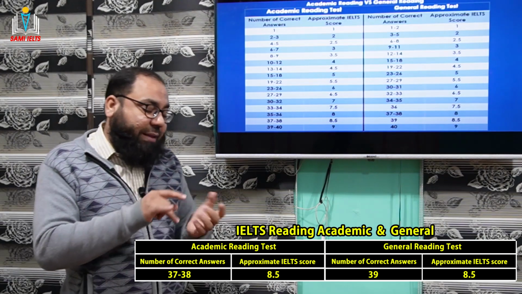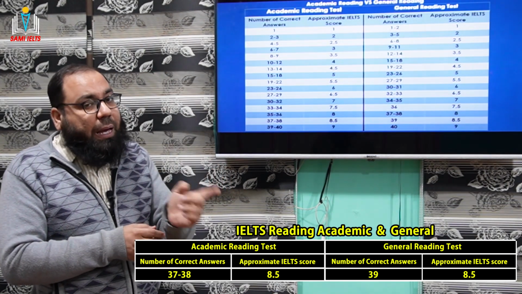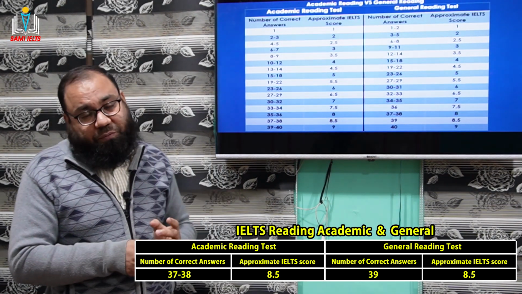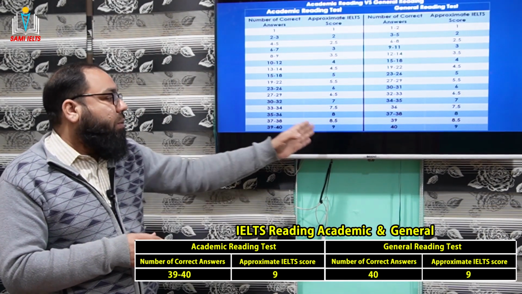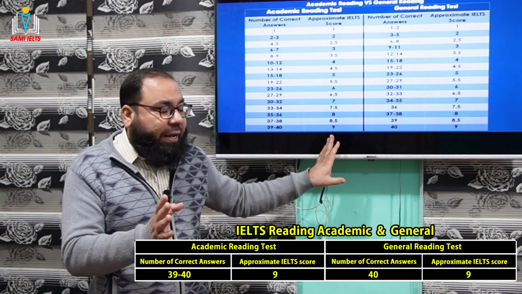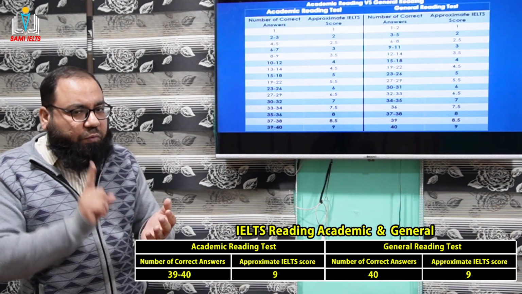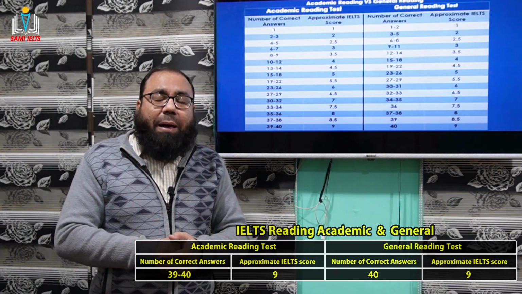8.5, you will have to correct 37 or 38 out of 40 to touch 8.5. But GT students, you will have to correct 39 to get 8.5. And if you correct 39 or 40 somewhere, so you will be getting straight 9 out of 9. And GT students, they will have to correct 40 out of 40 to touch 9 bands. This is all about IELTS reading, academic and general differences, right?